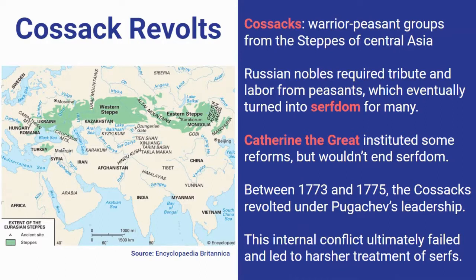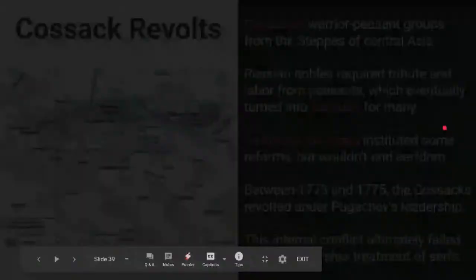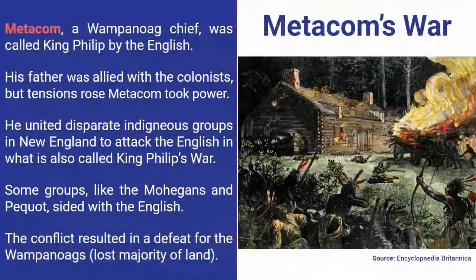And as a result of their unsuccessful revolt, they actually ended up getting treated worse. And that was kind of true almost of every one of these revolts that ends up getting quashed. Metacom, who was also King Philip from the English perspective, led an alliance of tribes in New England against the British settlers that were there. They attacked half the towns and destroyed a few of them.